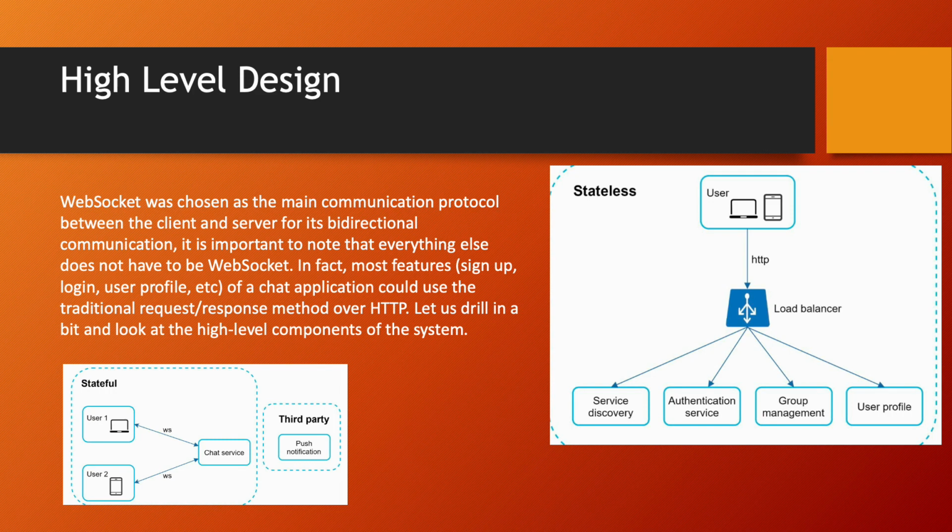Now let us drill in a bit and look at the high level components of the system. On the right hand side, you can see there's a user, it sends a request, there's a load balancer, there's a service discovery service, there's authentication service, group management, and user profile services. Now the only stateful service is the chat service. The service is stateful because each client maintains a persistent network connection to a chat server. In this service, a client normally does not switch to another chat server as long as the server is still available. Now the service discovery coordinates closely with the chat service to avoid server overloading. We'll also go in detail during the deep dive session.